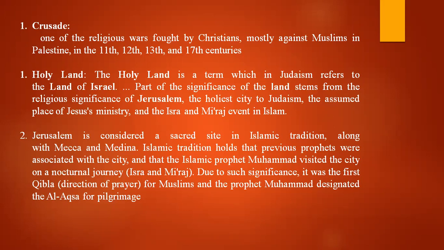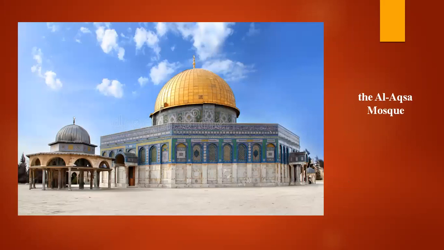Isra and Miraj are the two parts which recount the story of the journey of Prophet Muhammad, and from there he ascended to heaven. The dates of his ascent to heaven and his journey to this mosque in Israel are very important dates in the Islamic calendar. So in this way, this holy land is as important as Mecca and Medina for Muslims. This is the Al-Aqsa Mosque in Israel, the Holy Land, for Muslims.